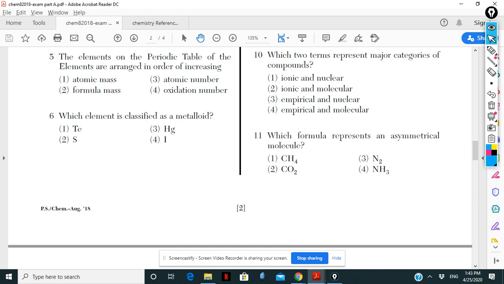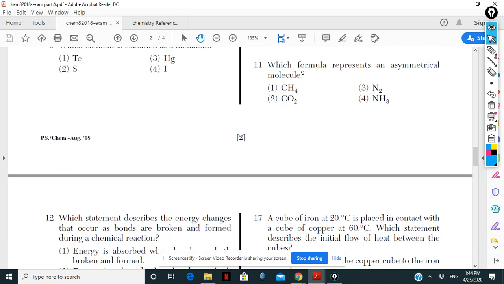Nuclear is when you're talking about an element or atom. Empirical, that's empirical formula, just to write the ratio between the elements in the simplest form. Okay, so the only ones dealing with the bonds are ionic and molecular. Okay, which represents an asymmetrical compound?